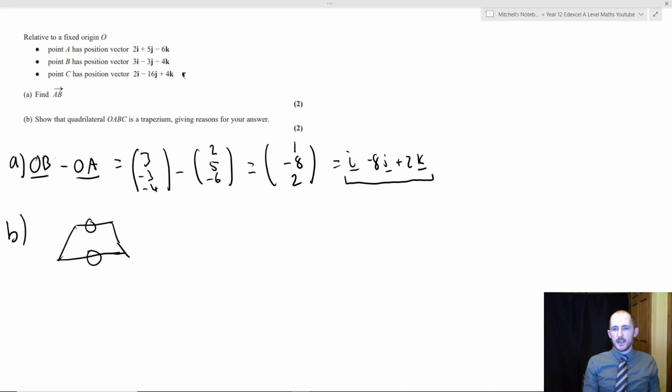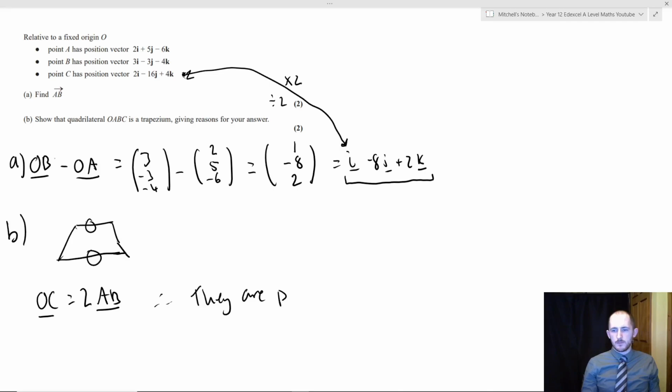Well, I look at C and I can see that to go between these, it's a factor of 2. Like if I want to go this way, I times by 2, and if I want to go the other way, I divide by 2. So in other words, OC is equal to twice AB, therefore they are parallel, hence OABC. Now if that's not convincing enough for you, let's go a bit deeper, right?